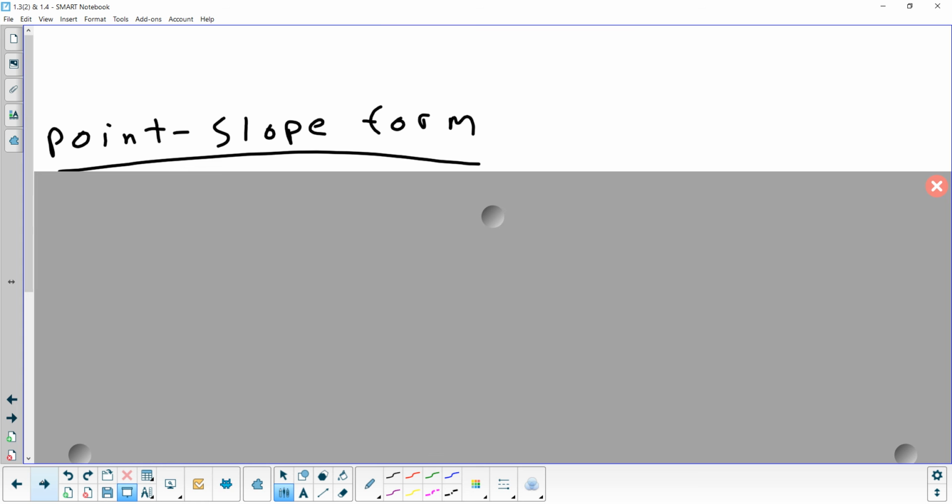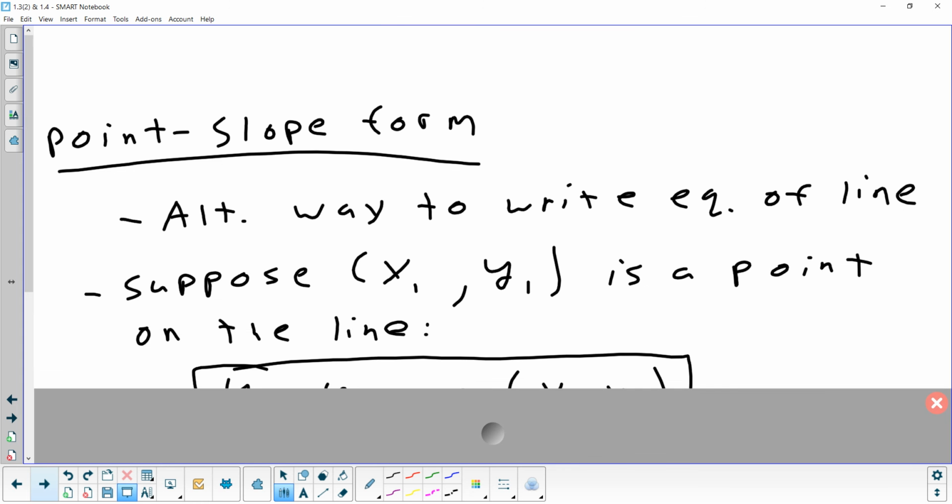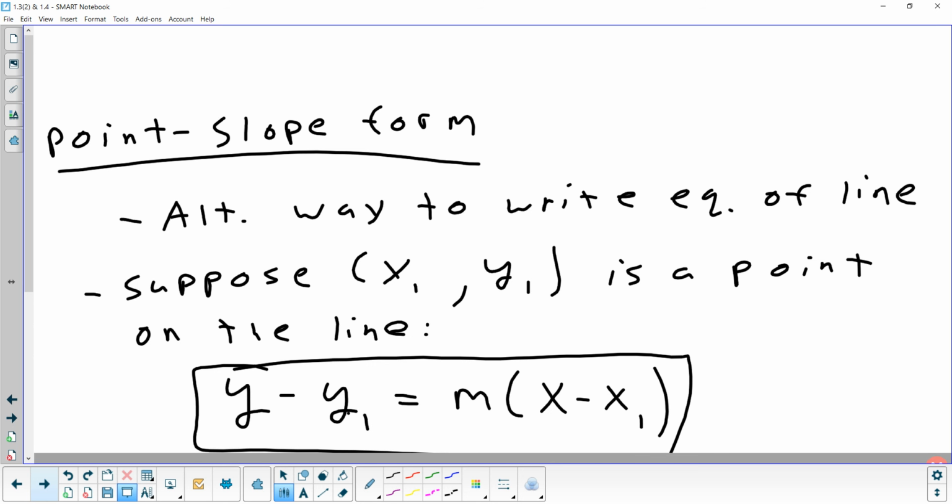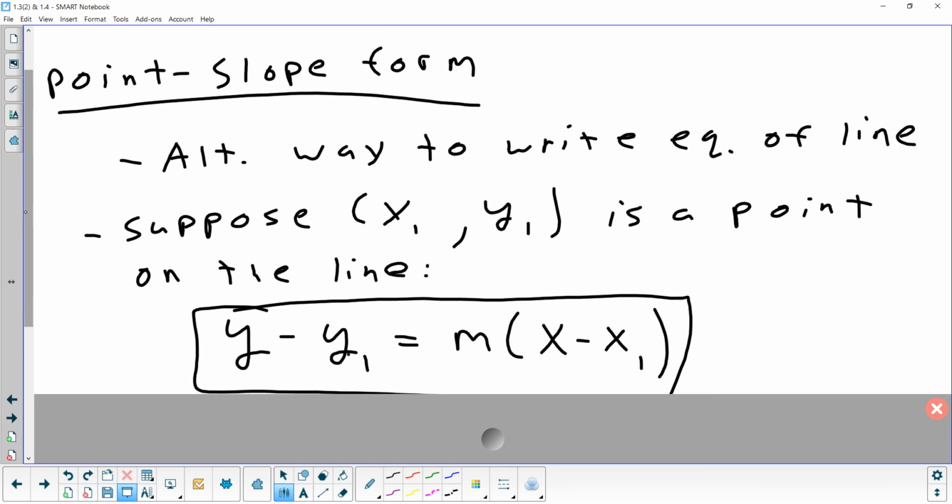So I told you slope-intercept form is the way we do use most often. But there is something called point slope. This is good if you have to find the equation of a line and they tell you a point and a slope. You don't have to do it this way, but I think this way is easier than y equals mx plus b for certain situations. So it's just an alternate way to write the equation of a line.